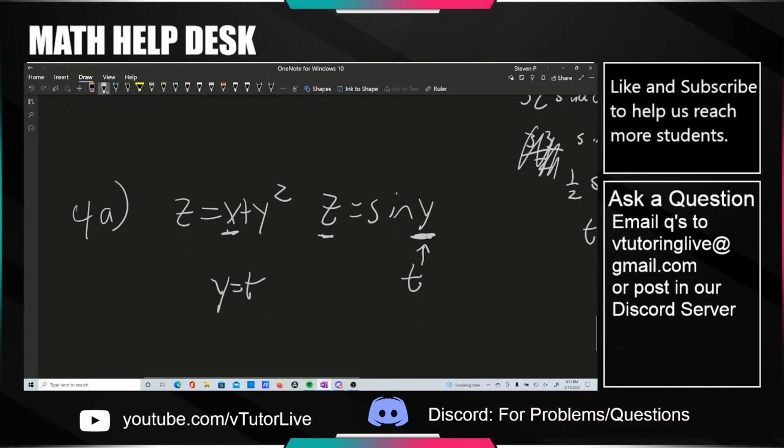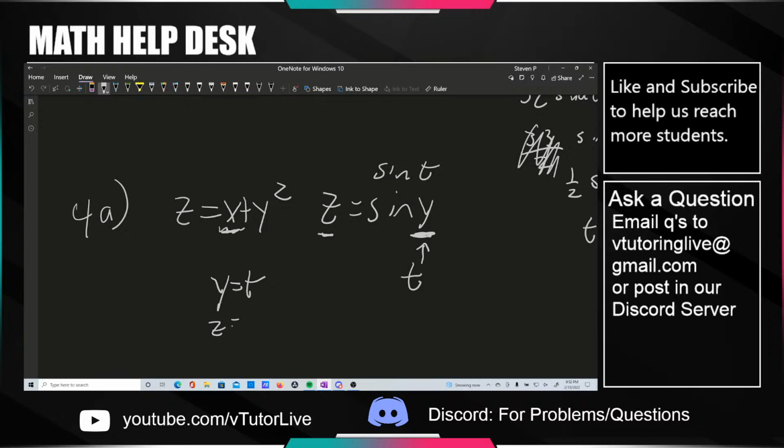Because dealing with a sine t isn't too bad, right? This would turn into a sine of t. Z is equal to sine of t. But if we chose z to be t, then y would have to be equal to arc sine of t, right? And I would much rather deal with a sine than an arc sine. Choosing x to be t would be similarly nasty. So just playing around with this for a couple of seconds, it should be pretty clear that choosing y to be t is definitely the way to go here. It's so much nicer than the other options.